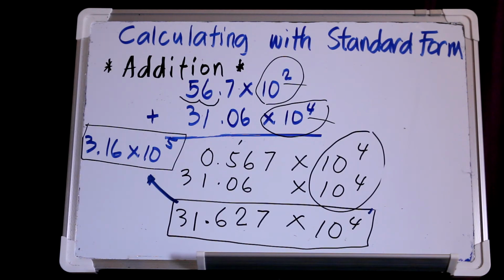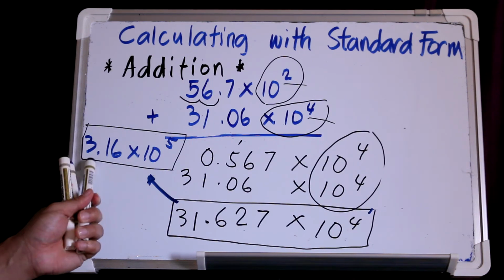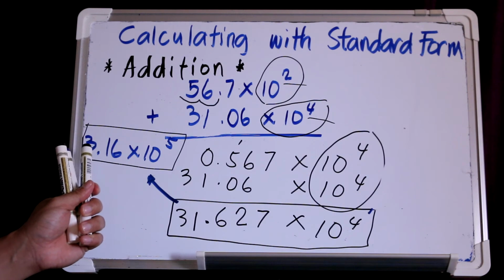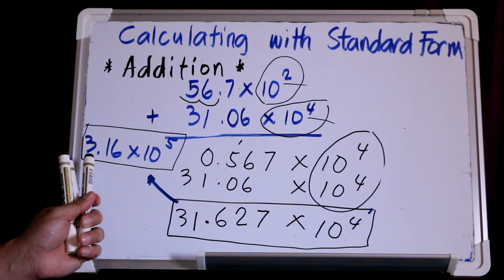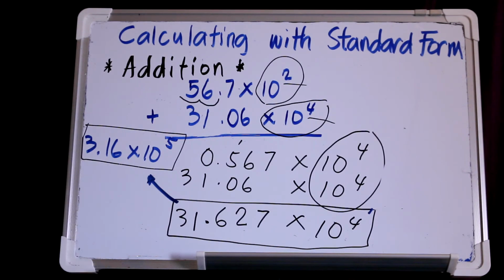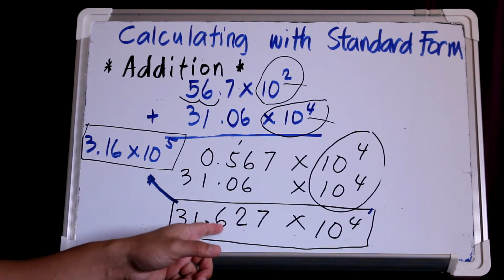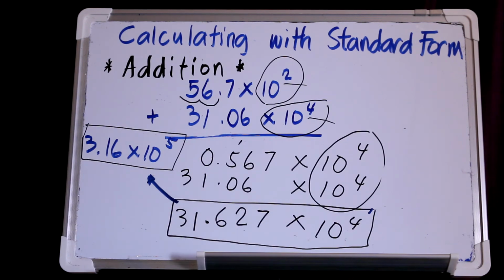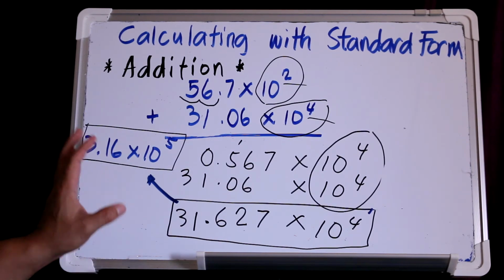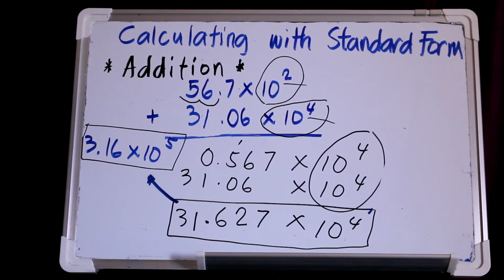If we use our calculator, this is 316,270. So this is how you add standard form of numbers.